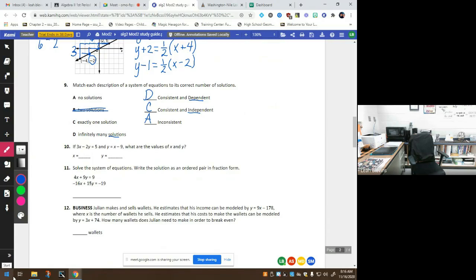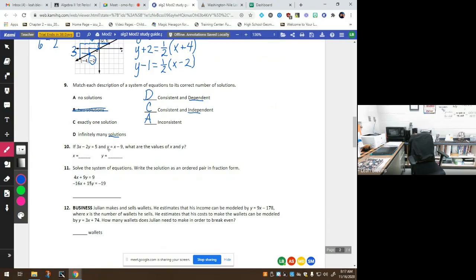All right, number 10. If 3x minus 2y equals 5 and y equals x minus 9, what are the values of x and y? Now, we have 3 different ways that we could solve this system of equations. We could, what could we do? Graph it, right? Put them both in slope-intercept form and graph it. Who wants to do that? Not me. We could solve it using elimination, but it doesn't really look like anything's going to eliminate.